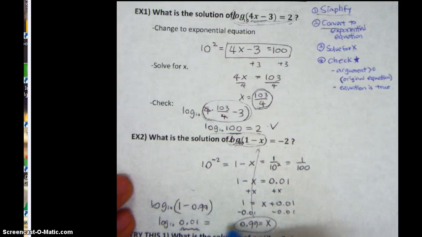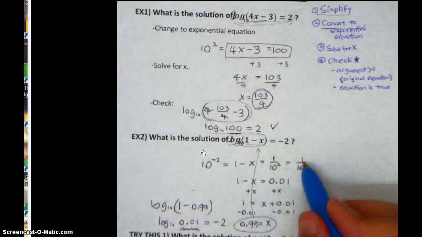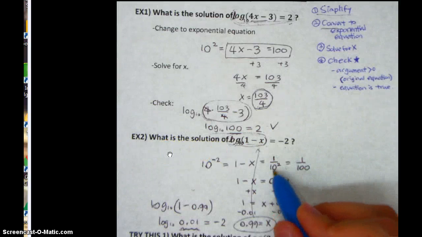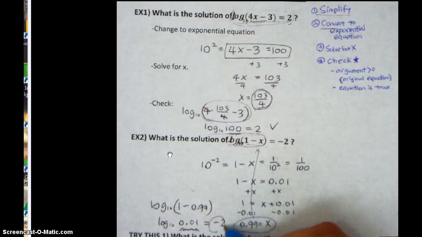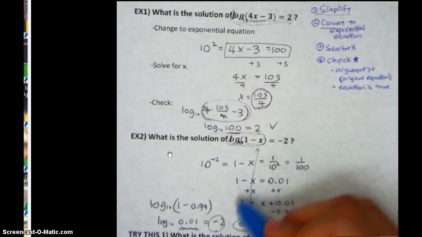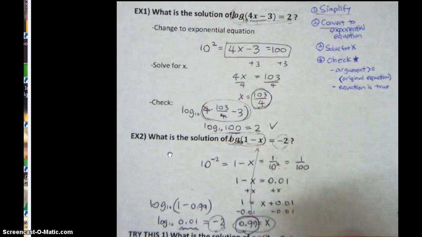Well, we know 10 to the negative 2 power is 0.01, because like we said here, 0.01 is the same thing as 1 over 100, which is 1 over 10 to the second power. Because this is 1 over 10 to the second power, this is negative 2, which is exactly the same as the right side. So we know this is the correct answer.